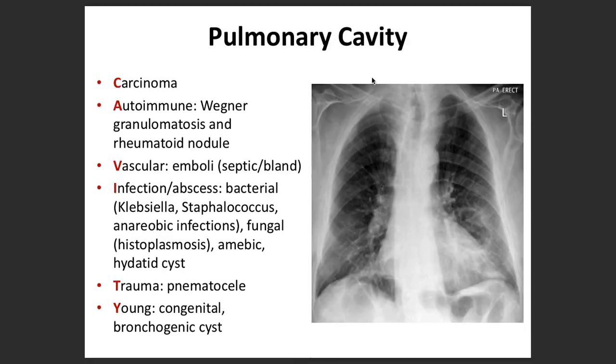So the pulmonary cavity. What else do you see? So this is what I call a cavity. Cavity stands for carcinoma, autoimmune disease like Wegener's granulomatosis or rheumatoid nodules, vascular like the emboli, septic or bland, or otherwise infection or abscess. For the bacterial, like Klebsiella, Staphylococcus, and Iberic infections, T for trauma, or even in some young patients of congenital heart disease or bronchogenic cysts as well, pulmonary cavity.